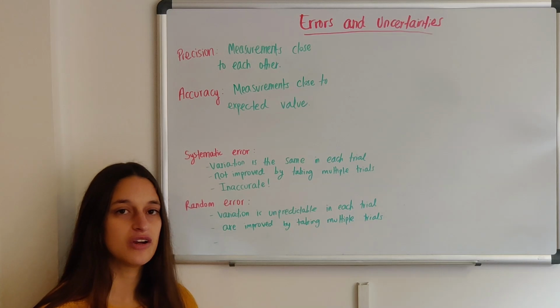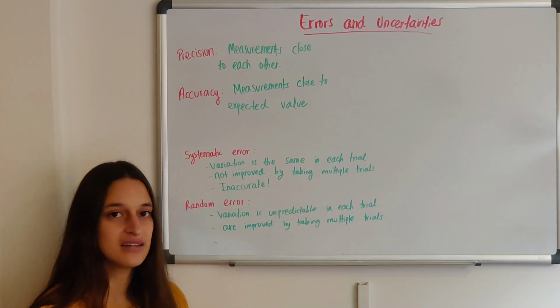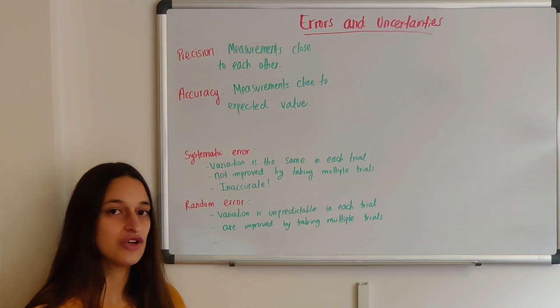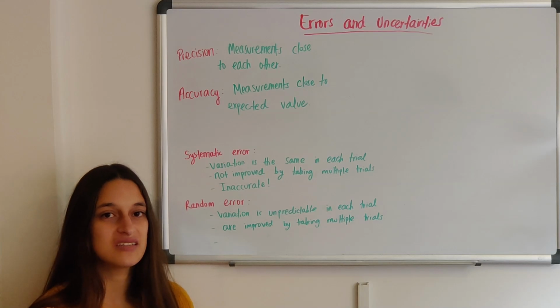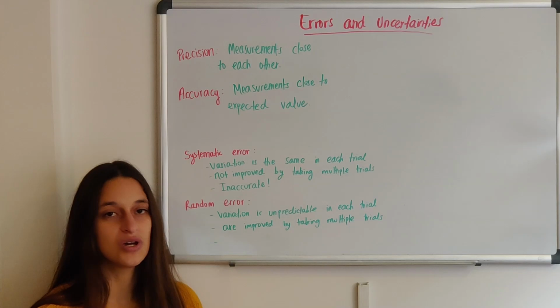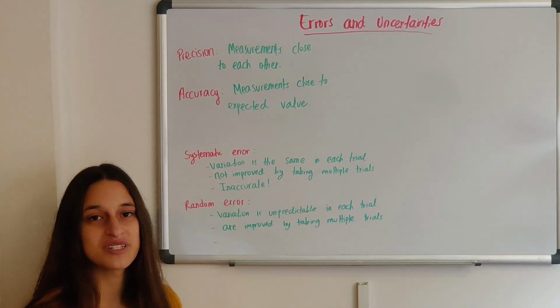When we have random error, it doesn't affect our accuracy because we could still be getting very close to the expected value on average, but in an imprecise way. That means the data might be too scattered and you might need a lot of measurements in order to get a real result. So this is called imprecise.